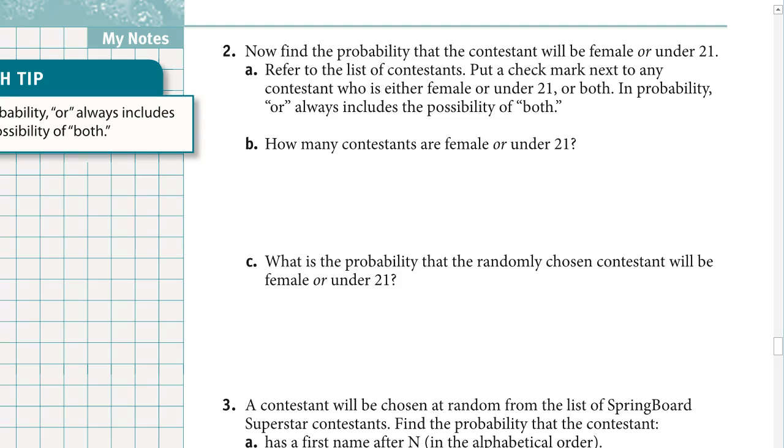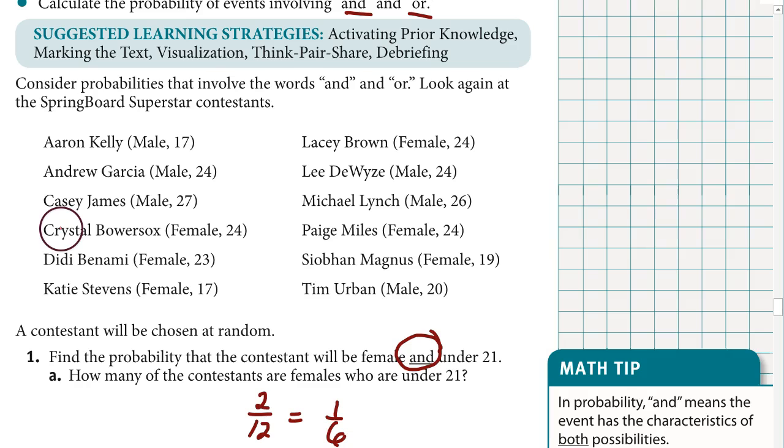Now let's skip ahead to number 2 and address a probability situation where we're looking at 2 criteria but using the word or to connect those criteria. What is the probability the contestant will be female or under 21? So going back to this list, we're looking for females or contestants under 21.